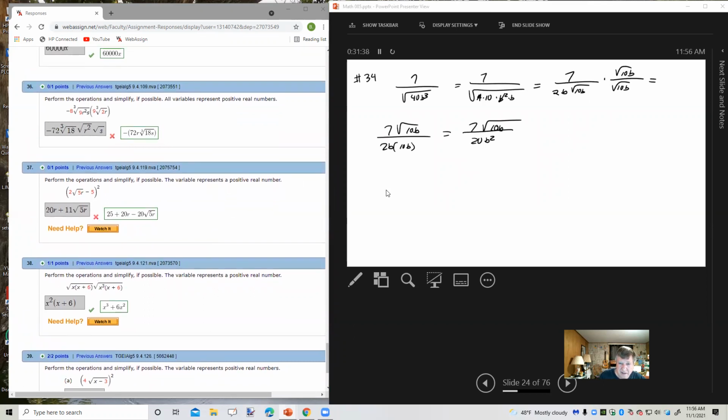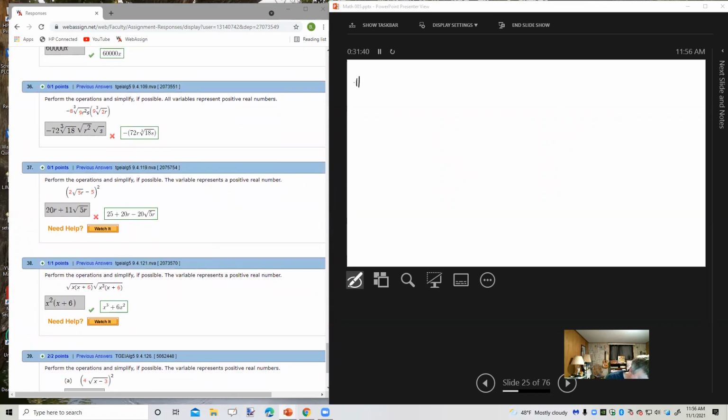Okay. I know, lots of questions, but my guess is you probably had lots of questions, all of you. Perform the operations and simplify if possible. All variables represent positive real numbers. -8 cube roots of 9 r squared s times 9 cube root of 2r.